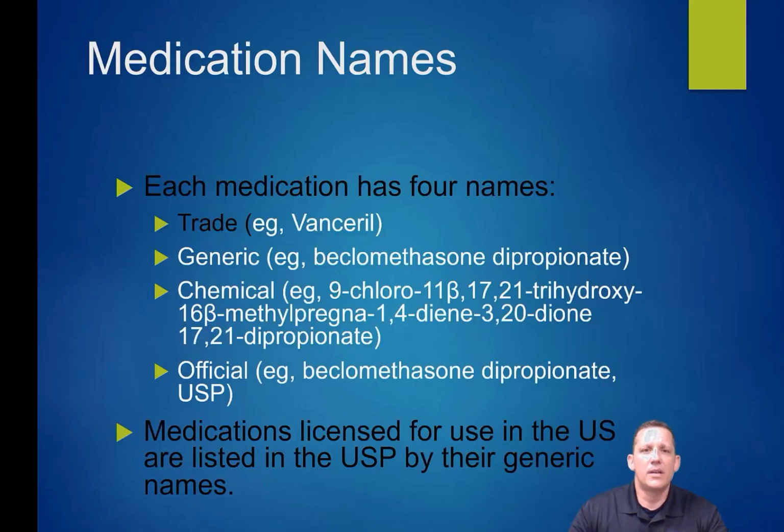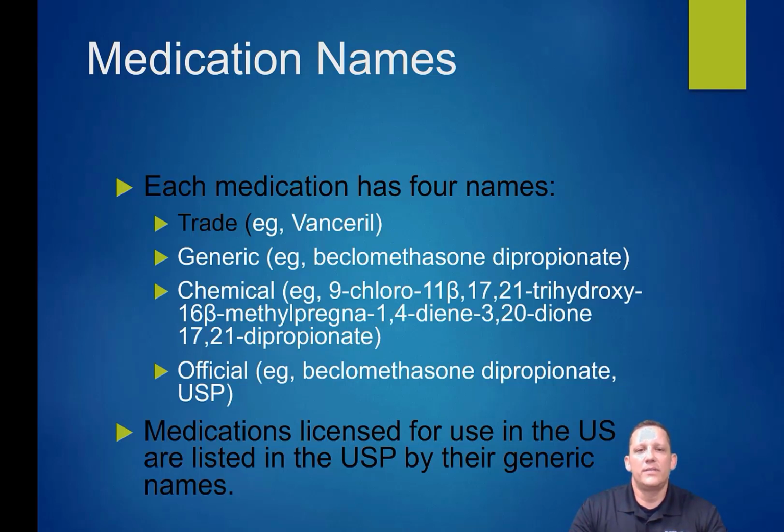Most medications, if not all, have 4 names. The first being the trade name, and in the example here, this is Vanceril. Another one would be Tylenol. The generic name on this one would be the example of beclomethasone dipropionate, and we can translate that over to acetaminophen. Then we have a chemical name, which has the chemical formula and how it was derived.